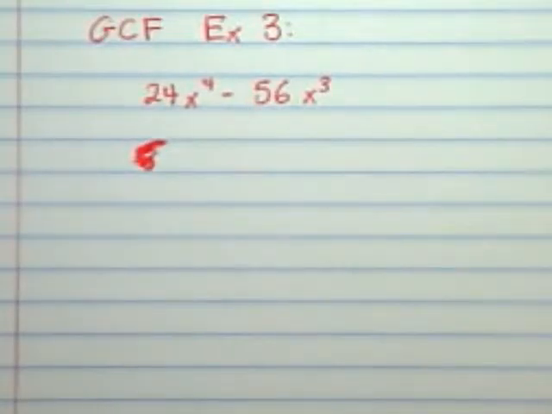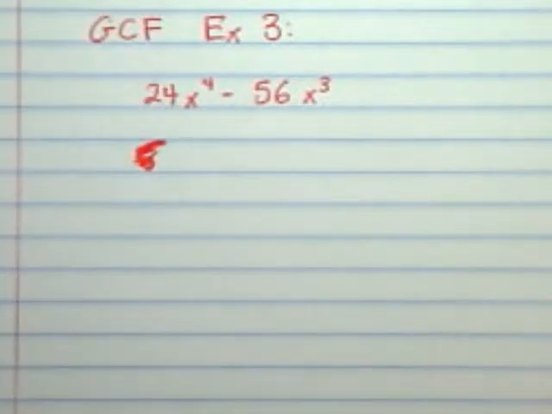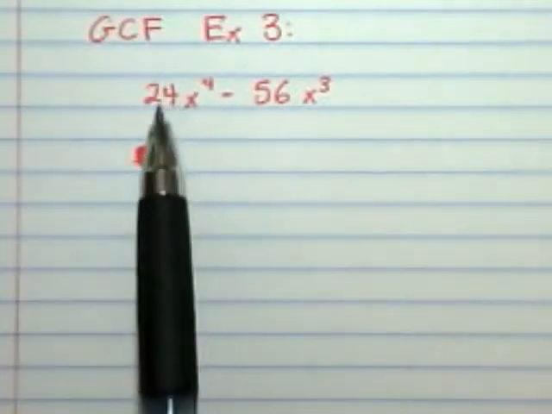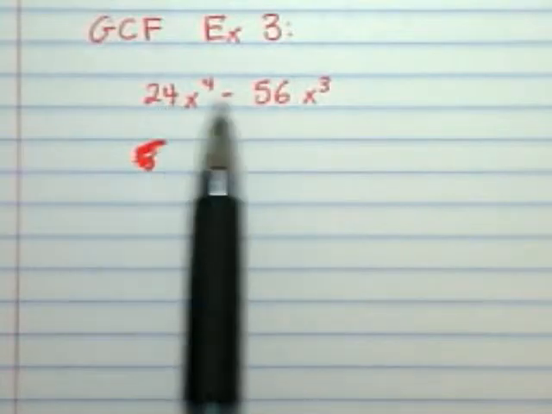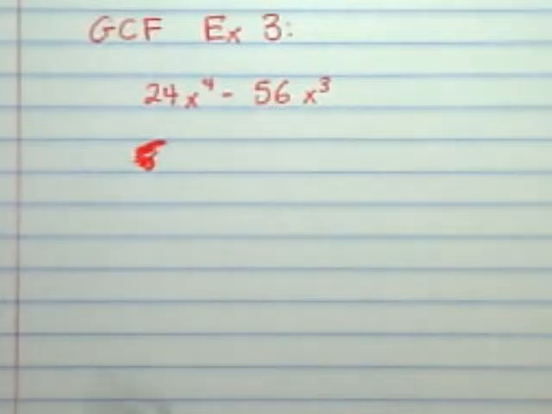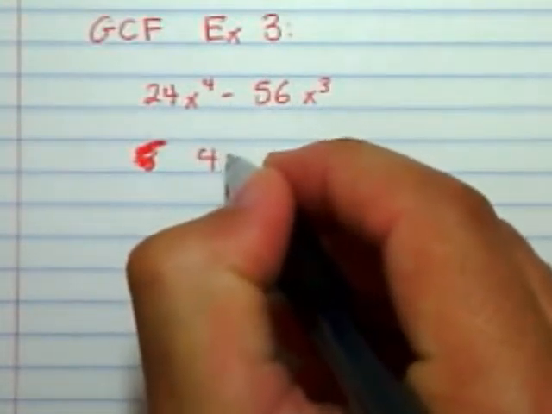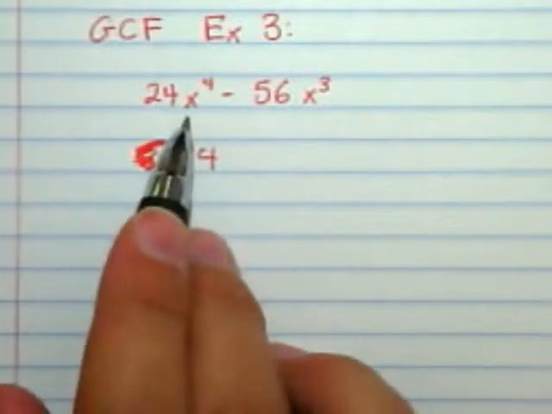Well, we know 2 goes into both of them because they're both even. Well, how about 4? I think 4 goes into 24 6 times. 4 goes into 56 14 times. Alright, so we can try 4 and see what we can do from there. So 4 comes out. And what about our variable?